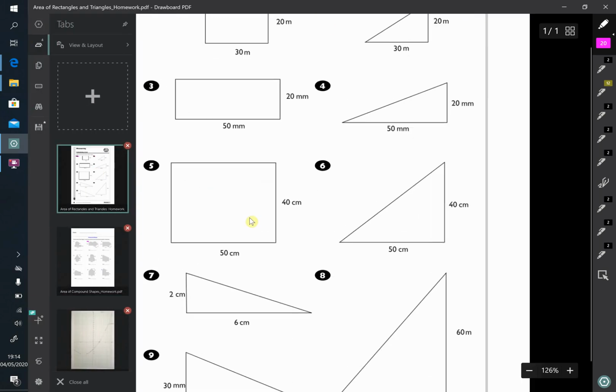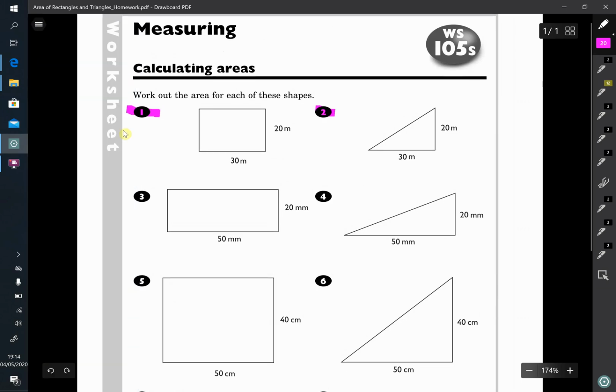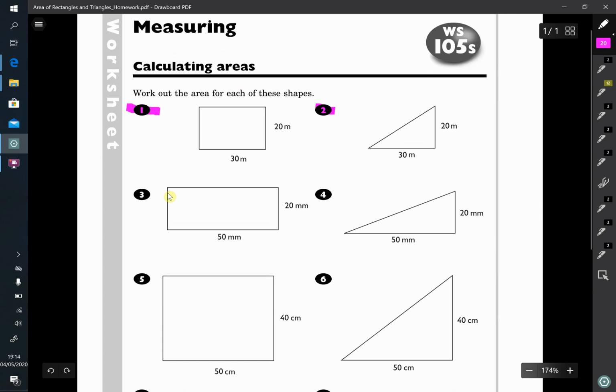Let's start with number one. In primary, you learnt how to find the area of a rectangle and a square, and you know the equation. So let's practice that. If you look at number one, first of all you should read what the question is and work out the area for each of these shapes. Let's look at the shape presented in number one.